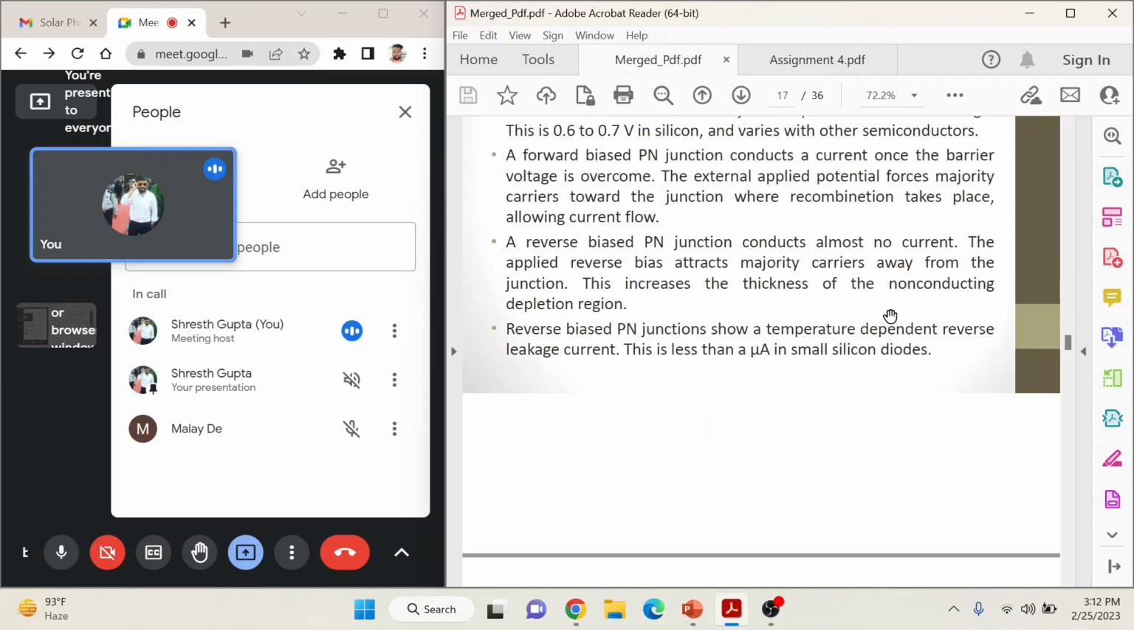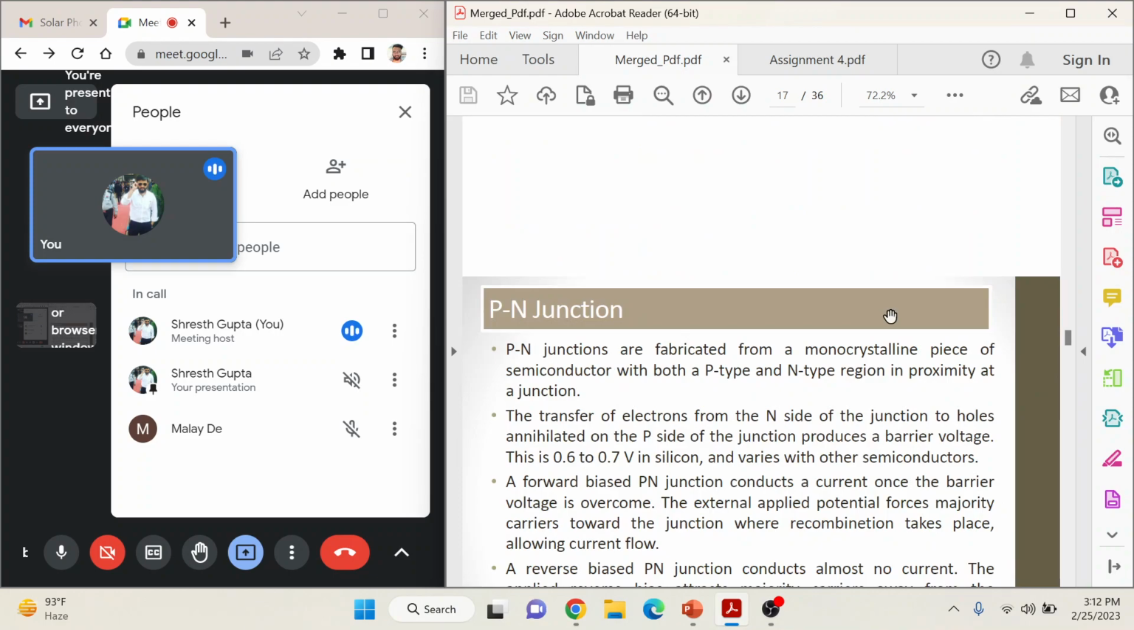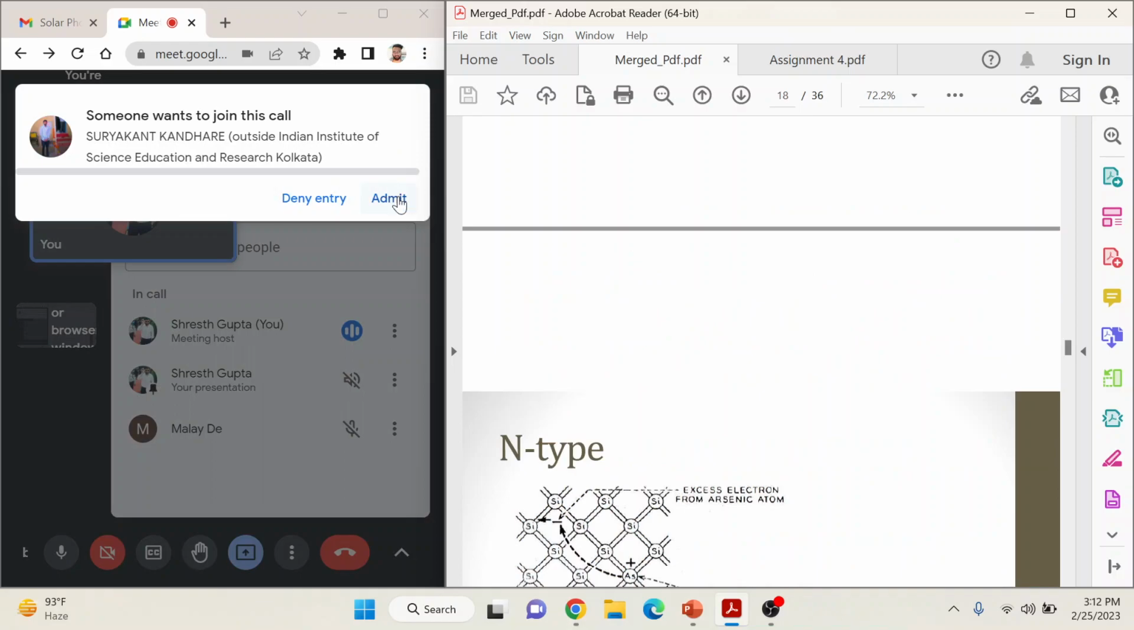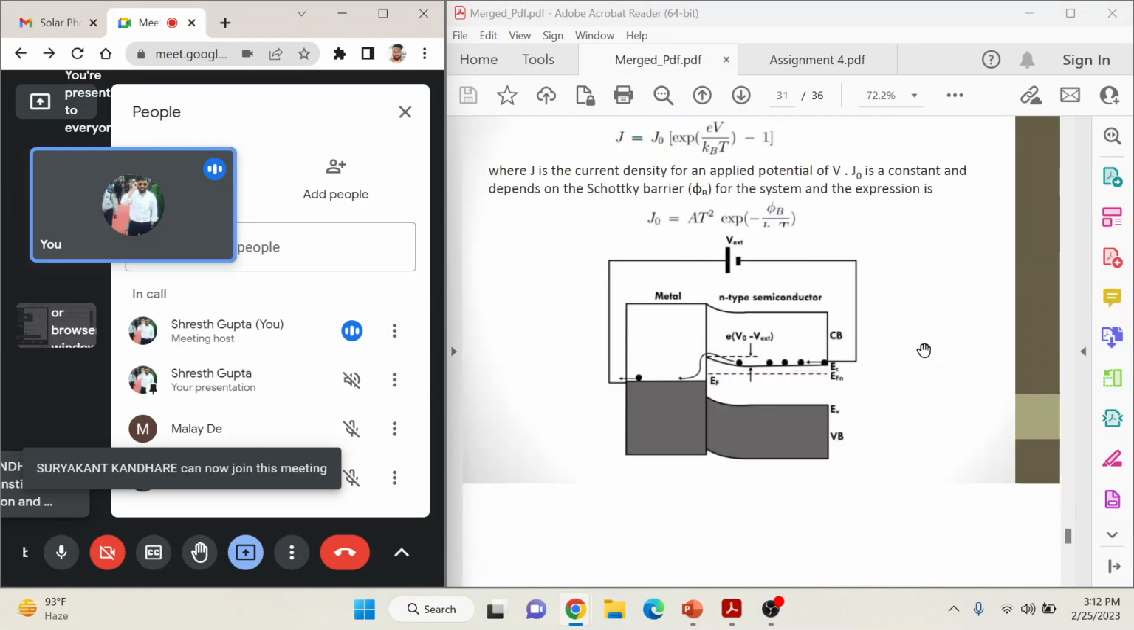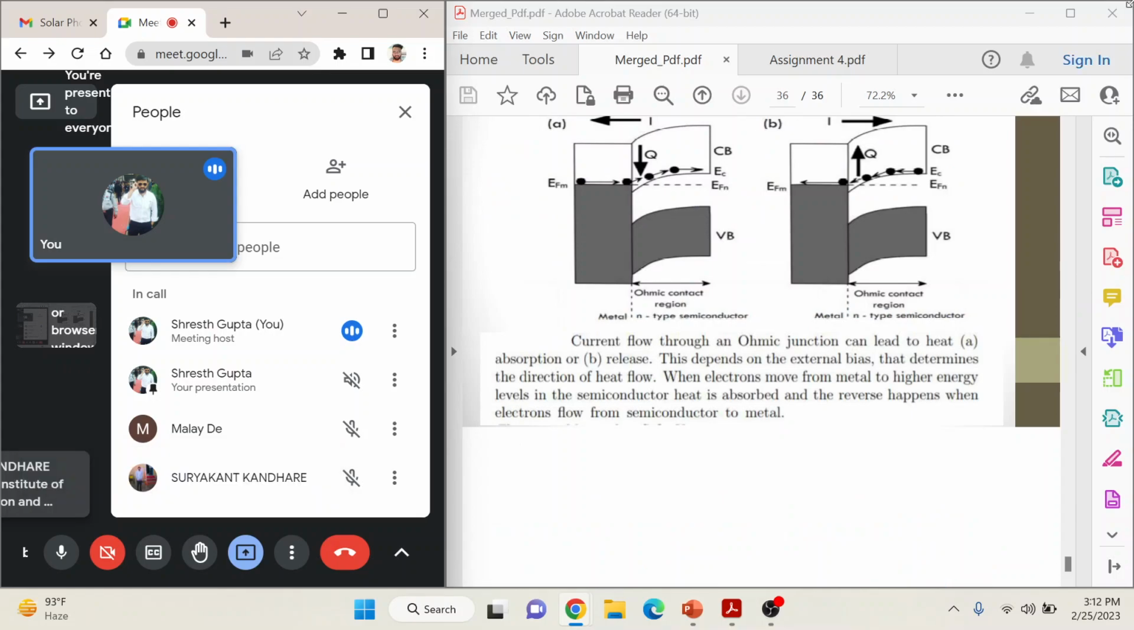Then I explained the PN junction, which you have already joined. So this was a quick recap of the classes till week 4. So let's go to the assignment. We start solving the assignment.